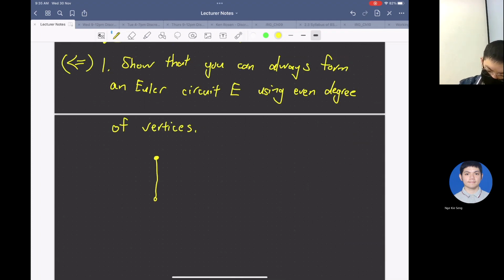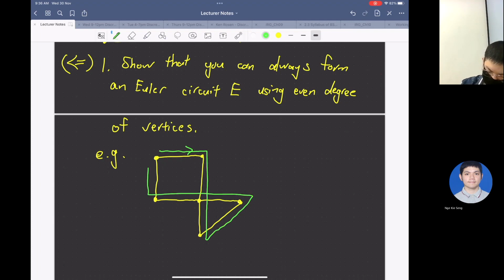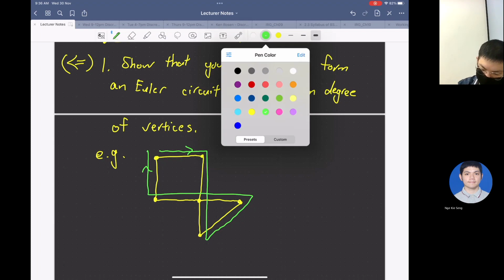So let me show you one example. Okay, so now you start with an even degree vertex. You want to build an Euler circuit. So let's say, for example, this one just example. So what Euler circuit can you form? Maybe you can form something like this. Okay? Or maybe you can form a shorter one.